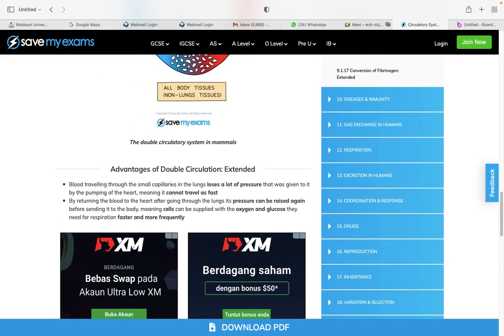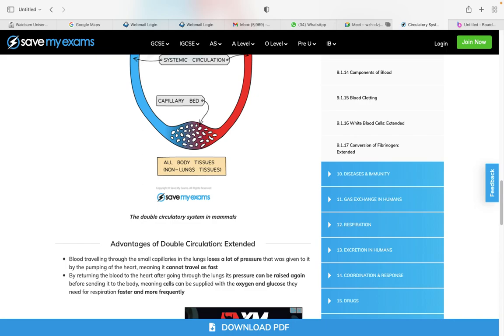Now let's take a look at the advantages of double circulation. What advantage does double circulation have over single circulation? Number one, blood traveling through the small capillaries in the lungs loses a lot of the pressure given to it by the pumping of the heart, meaning it cannot travel as fast. So it has to be brought back to the heart to gain that pressure again in order to go to the rest of the body. In single circulation, the pressure is used to pump the blood to the gills, and when it returns it no longer has great pressure to go to the rest of the body.